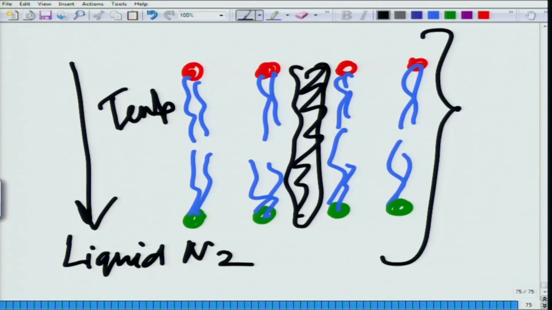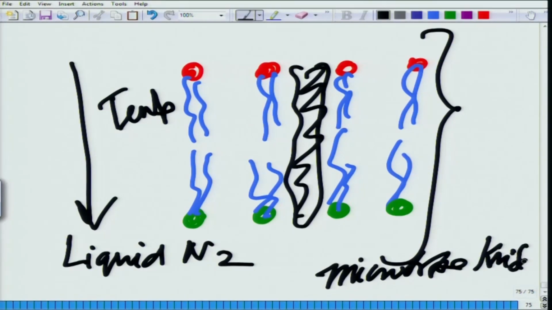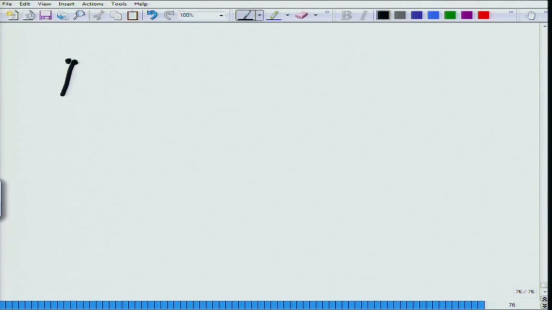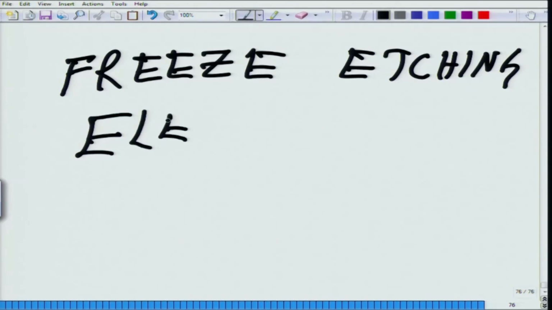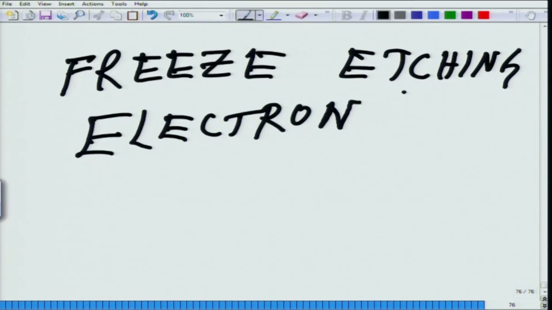At this stage I bring a sharp knife, which is called a microtome knife, and I cut the membrane, split up the membrane, and the whole technique is called freeze etching electron microscopy. This is how it was discovered that there are integral proteins which run from one side of the membrane to the other side of the membrane.